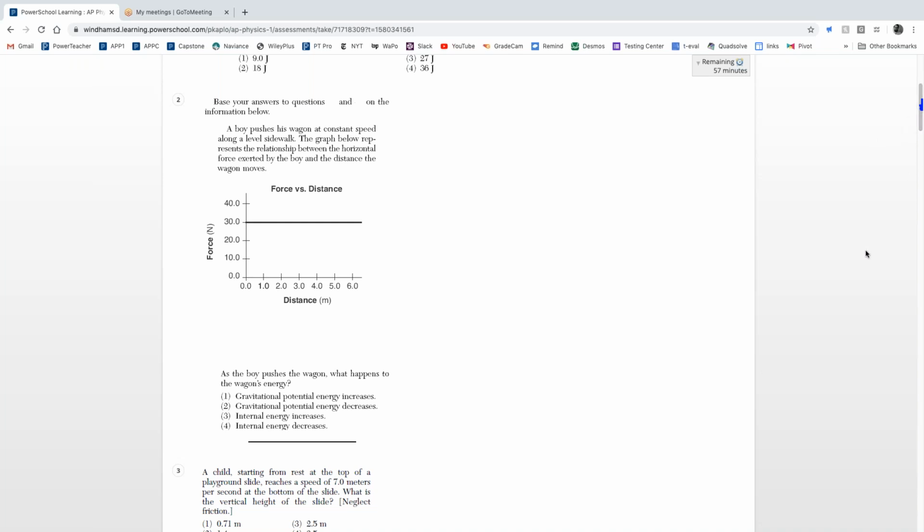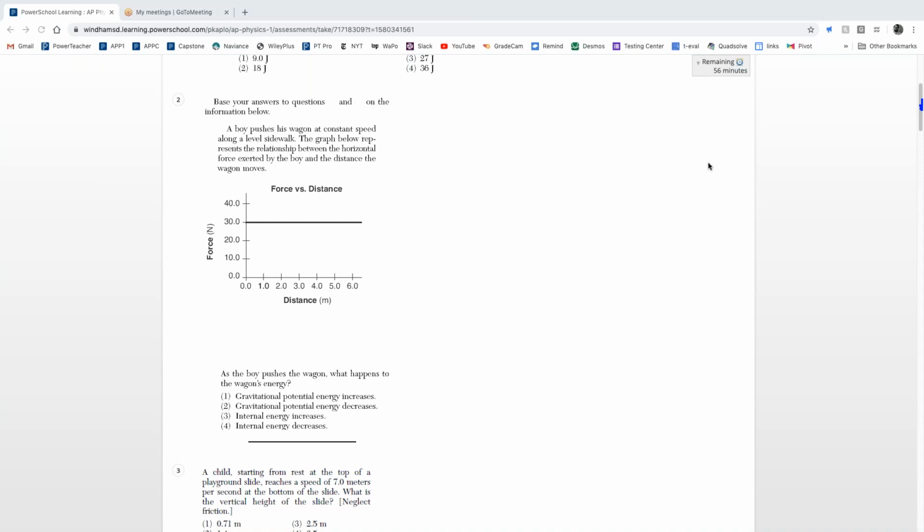Okay, I see what you're saying here about internal energy. Okay, so let's take a closer look at this one. A boy is pushing his wagon at a constant speed along a level sidewalk. So we know that the sidewalk's level. The graph below represents the relationship between horizontal force exerted by the boy and the distance the wagon moves. So there's this kind of constant force and a constant velocity. The force that's applied is overcoming friction. It must be friction. So they want to know what happens to the wagon's energy.